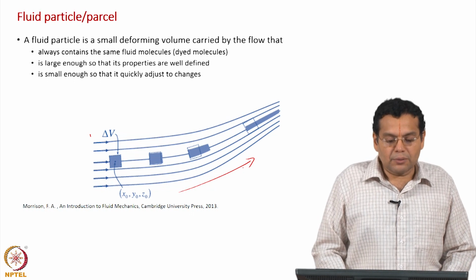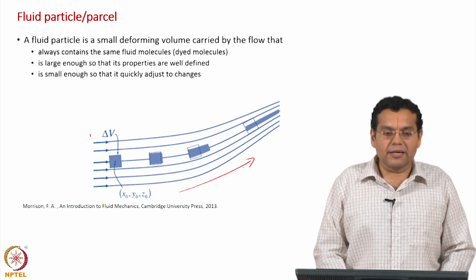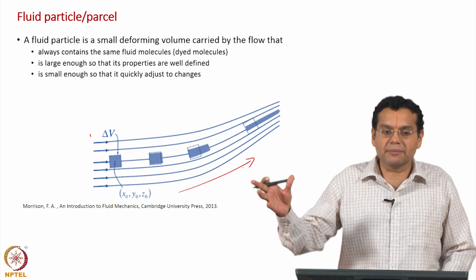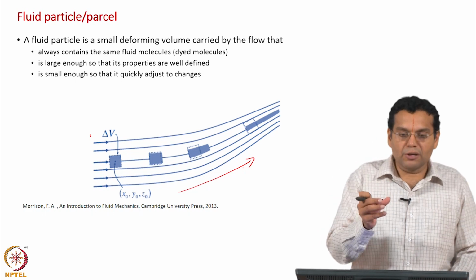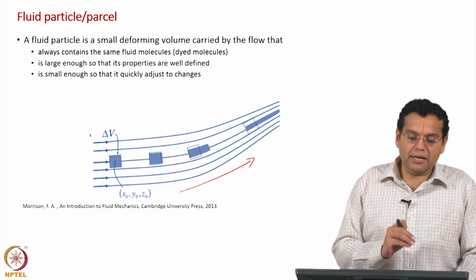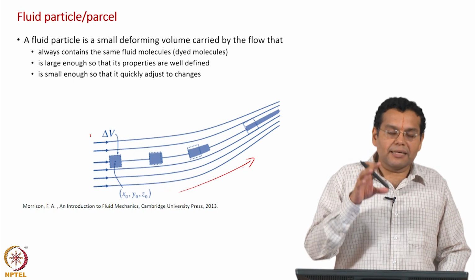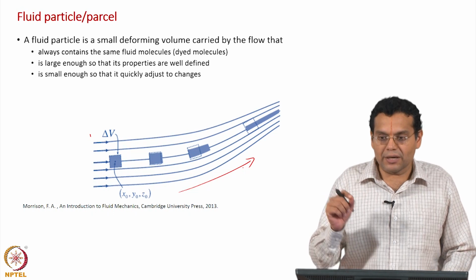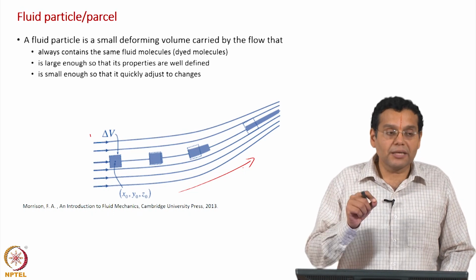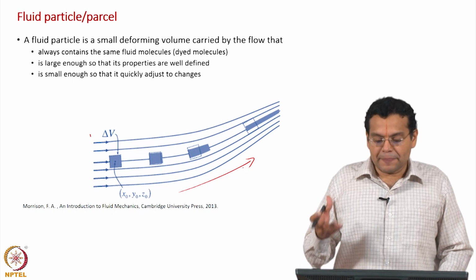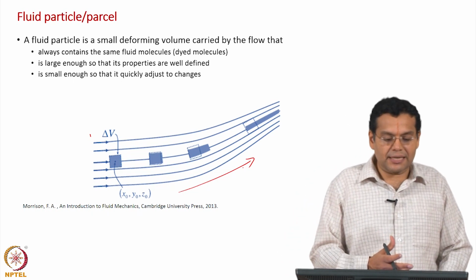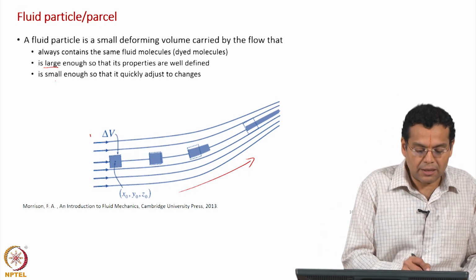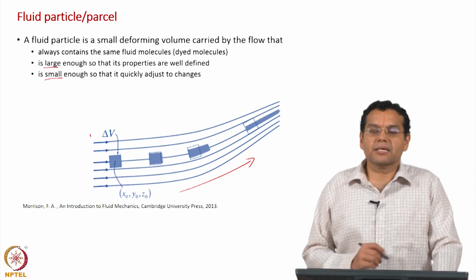Now, it is large enough so that its properties are well defined; that is what we saw some time back. Our volume cannot be extremely small, and cannot be extremely large. It should be small enough, but should contain enough molecules. That is what we mean by large enough so that its properties are well defined, and it should be small enough so that the spatial variation is considered. That is what is meant by quickly adjusting to changes. So, this large and small are the same as what I discussed some time back.